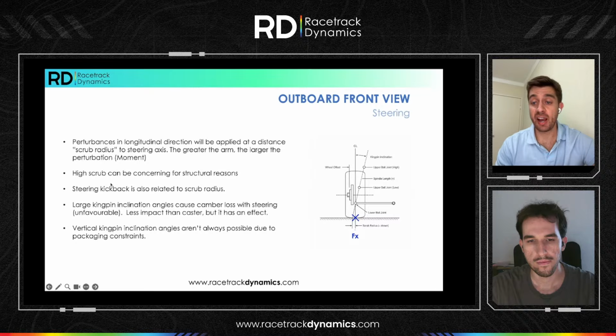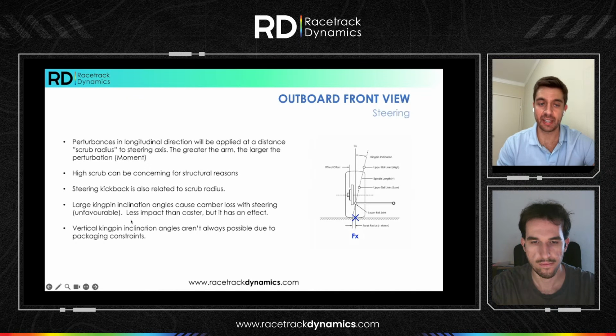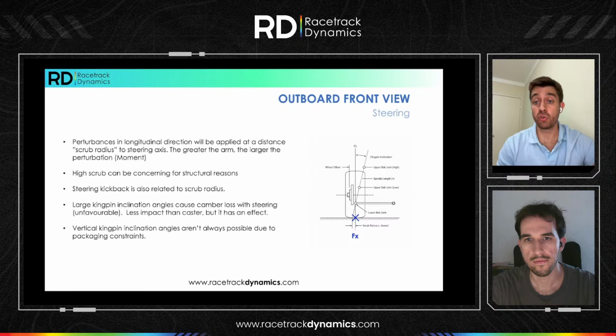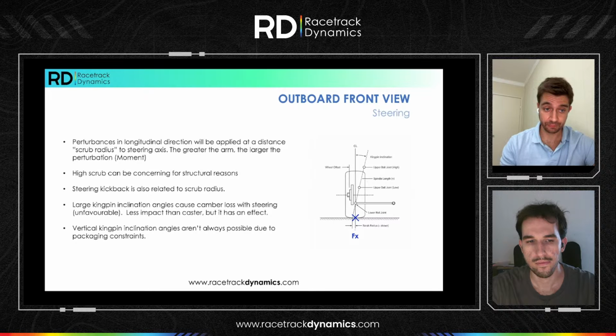So if we have a high scrub radius, this can be concerning for structural reasons, and steering kickback is also related to the scrub radius. One thing that we need to understand is that the larger the kingpin inclination angle, the larger our camber loss with steering, which is going to be unfavorable. It has less impact than caster, but still has an effect. And as much as we would like to have a vertical kingpin inclination angle, it is not always possible because we are usually quite constrained in terms of packaging there.